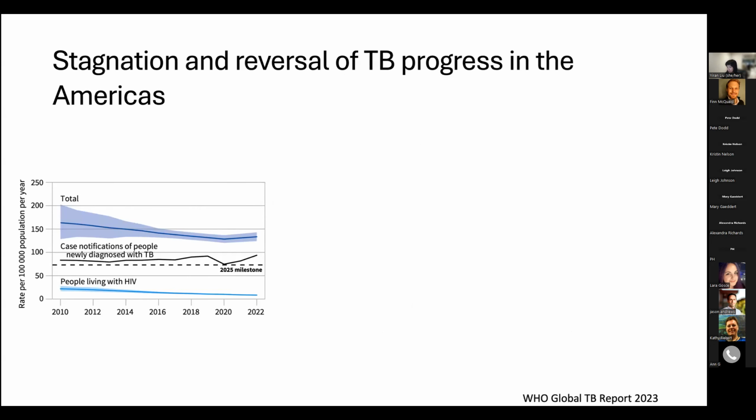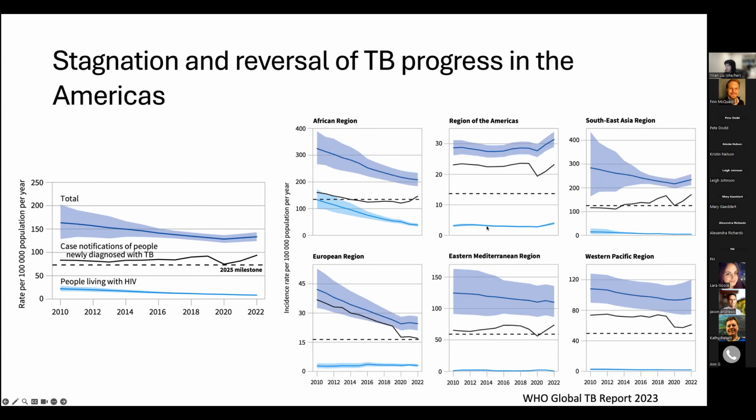As you all know, the global decline in TB incidence, here in the dark blue line, has been slow and far short of TB elimination targets, including the 2025 milestone. Nonetheless, that decline has been hard won, except in the region of the Americas, where TB incidence has stalled since about 2010, and has in fact increased in recent years, even prior to the health system disruptions of the COVID-19 pandemic. This really underscores the need to identify key TB drivers in this region in particular.